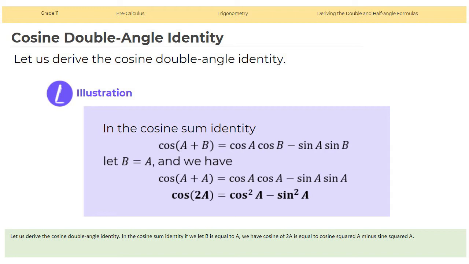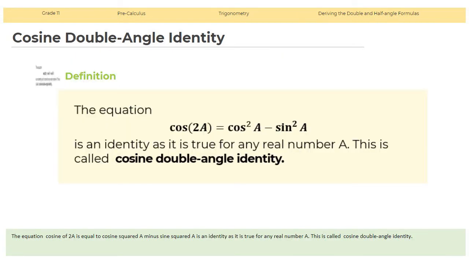Now, let us derive the cosine double angle identity. In the cosine sum identity, cosine a plus b equals cosine a cosine b minus sine a sine b, let b equals a. And we have cosine a plus a equals cosine a cosine a minus sine a sine a. So cosine a plus a will be cosine 2a. So cosine 2a equals cosine square a minus sine square a.